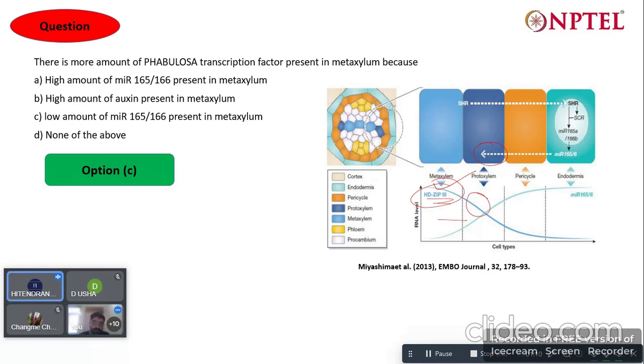So here, whereas in protoxylem, the activity of miRNA and homeodomain transcription factors will be in equal amounts, so the activity of that particular transcription factor will be maintained in an equilibrium position. As per the concentrations present in the protoxylem, that will be maintained at the equilibrium state. Because an equal amount is present, it will show some activity but less than the metaxylem, because the concentration of that transcription factor will be less in the protoxylem.